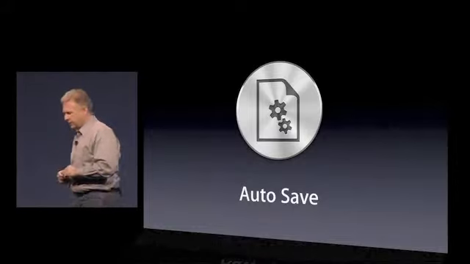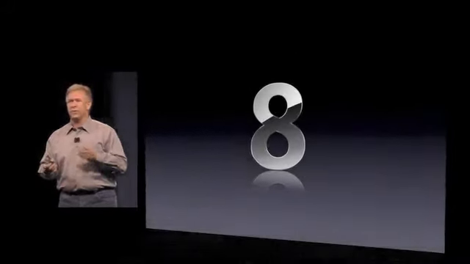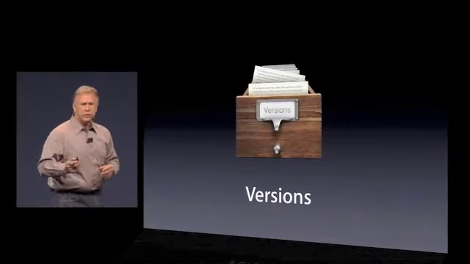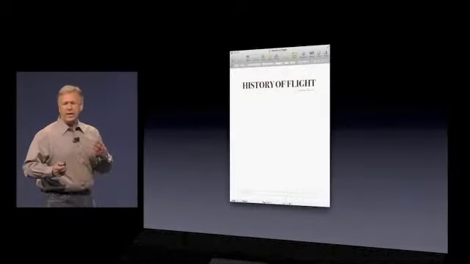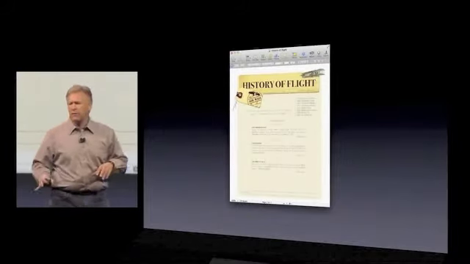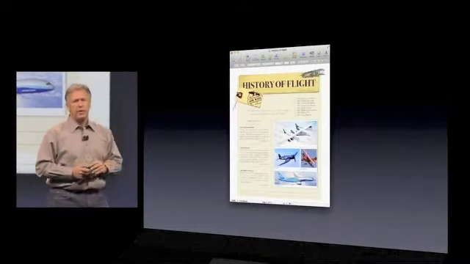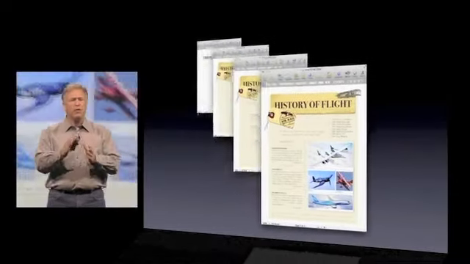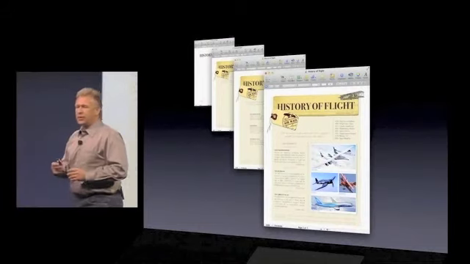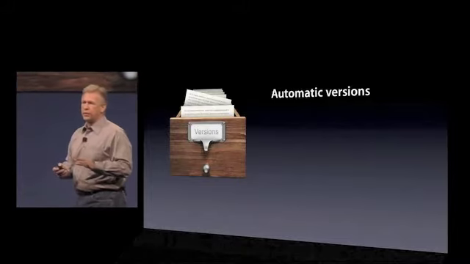So that's autosave. Now, Autosave gave us a great idea to go even further with the next feature, and that's called Versions. So you're working on a document, you're entering the text, you're formatting, you're adding copy, you're adding graphics, and all along, Autosave is saving your document. In fact, it's saving all these versions of your document as you're working. So we call that Versions. It's automatic. You don't have to do anything. We'll do it for you with Lion.